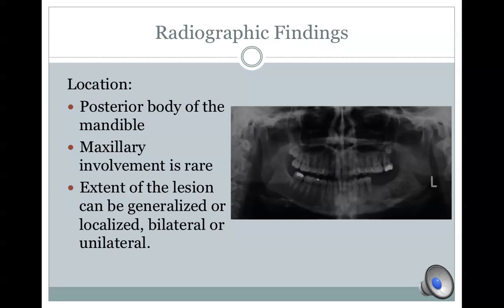For the radiographic findings of location, the most common location for both acute and chronic osteomyelitis is the posterior body of the mandible. Maxillary involvement is rare for both cases. The extent of the lesion can be generalized or localized as well as bilateral or unilateral. The panograph shows a case of osteomyelitis in the left posterior mandible.